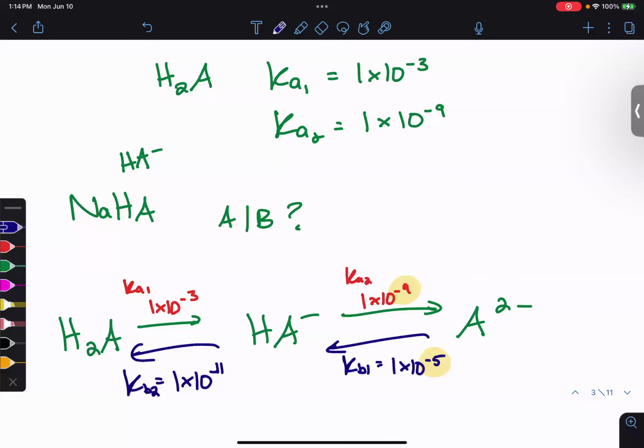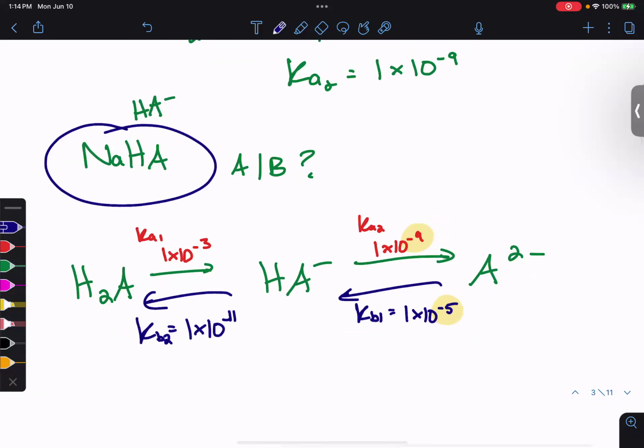All right, so now how can we answer this question? Is HA minus going to act as an acid or base? So we want to start here. I'm not putting H2A in water. I'm not putting A2 minus in water. If you put H2A in water, it's obvious. It's going to be acidic. There's only a Ka.